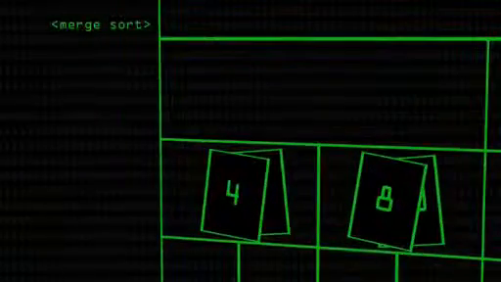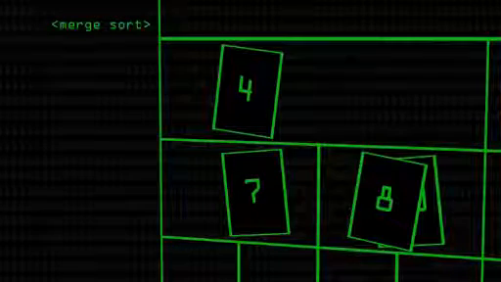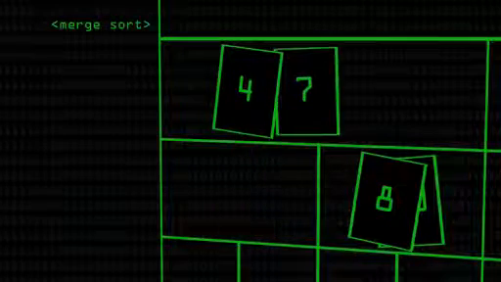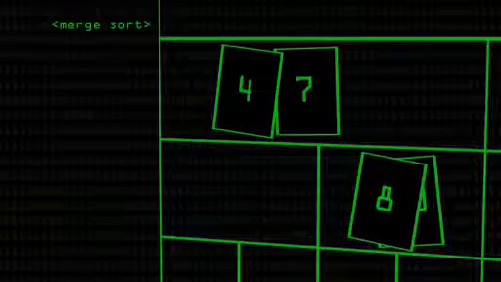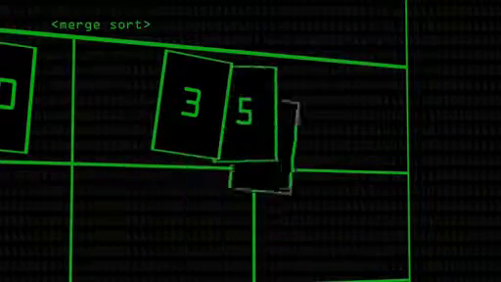Which is the lowest card between 4 and 8? Those are the only 2 we can see. So we pick 4, that goes in that list. And then we say which is lowest between 7 and 8? It's 7. Which is lowest between 8 and nothing? It's 8. And then similarly with 10 and nothing, it's 10. And then we look at these 2 lists, we pick the lowest, so we've got 3. And then we've got an empty list, so we just put 5 there and 7 there.